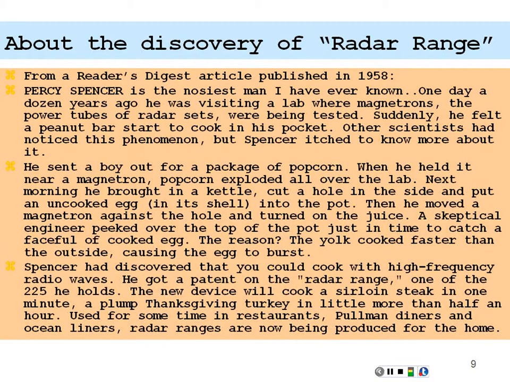"Spencer had discovered that you could cook with high frequency radio waves. He got a patent on the radar range, one of the 225 he holds. The new device will cook a sirloin steak in 1 minute, a plump Thanksgiving turkey in a little more than half an hour, used for some time in restaurants, Pullman diners, and ocean liners. Radar ranges are now being produced for the home." And so hence the microwave oven.